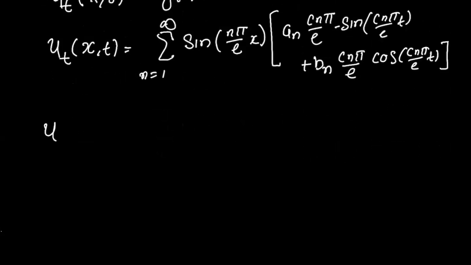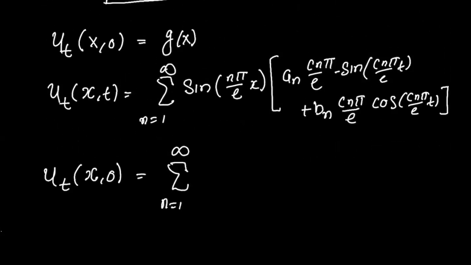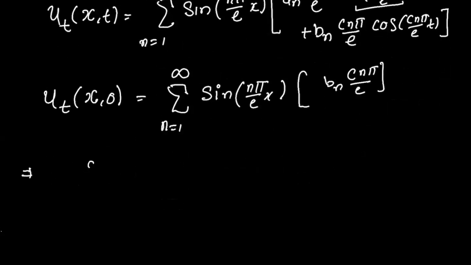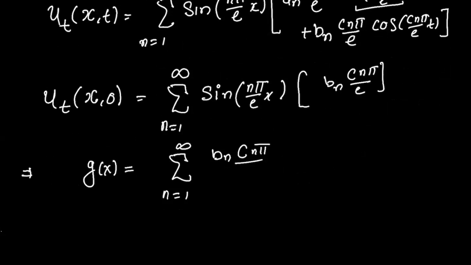Now I plug t equal to 0, so u_t(x, 0) is equal to the summation, n varying from 1 to infinity, of sine n pi over L x. This time if I plug 0 here, sine 0 is 0, so you're only left with b_n c n pi over L. But this one is given as g(x), so g(x) is equal to the summation, n varying from 1 to infinity, of b_n c n pi over L, times sine n pi x over L. This time this is a sine series of the function g.